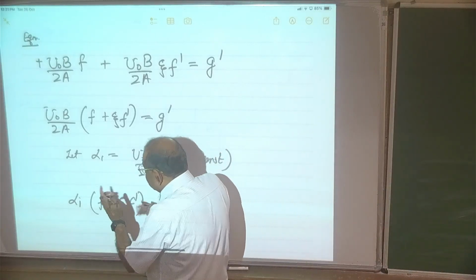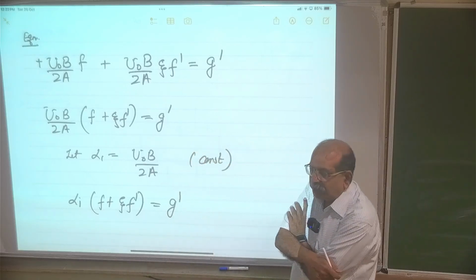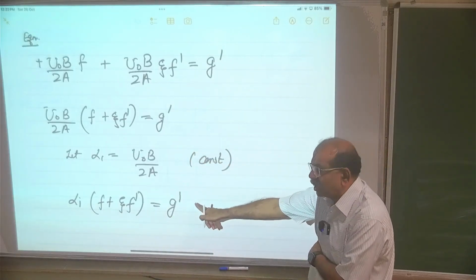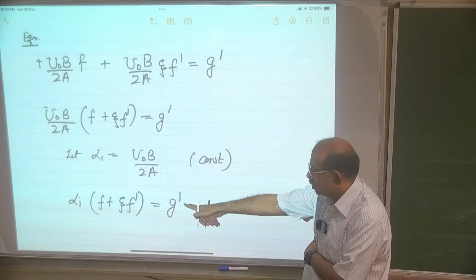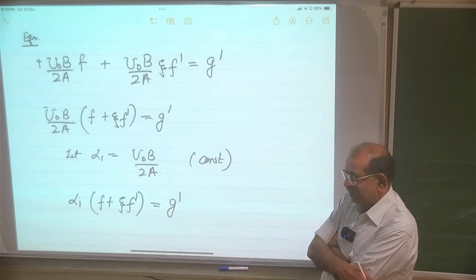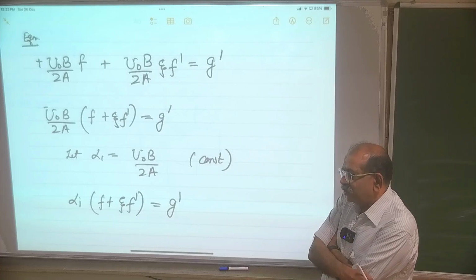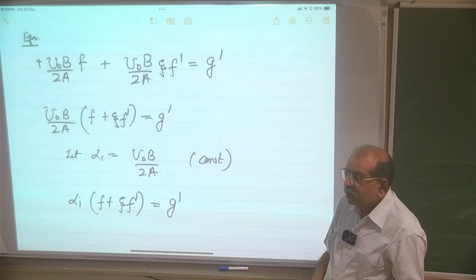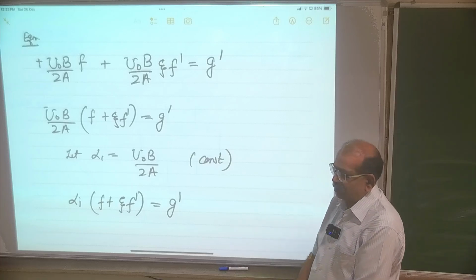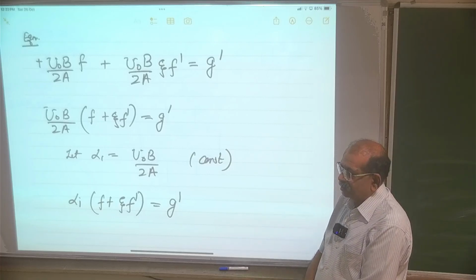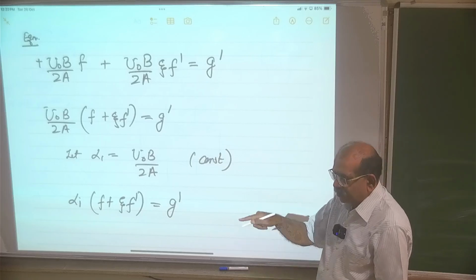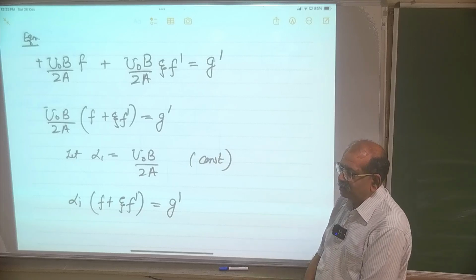Can I play with this bracketed term? Can I write it as a total derivative of something? Because on this side we have G prime. Just think about it. What is the derivative of zeta times f? What is d by d zeta of that?